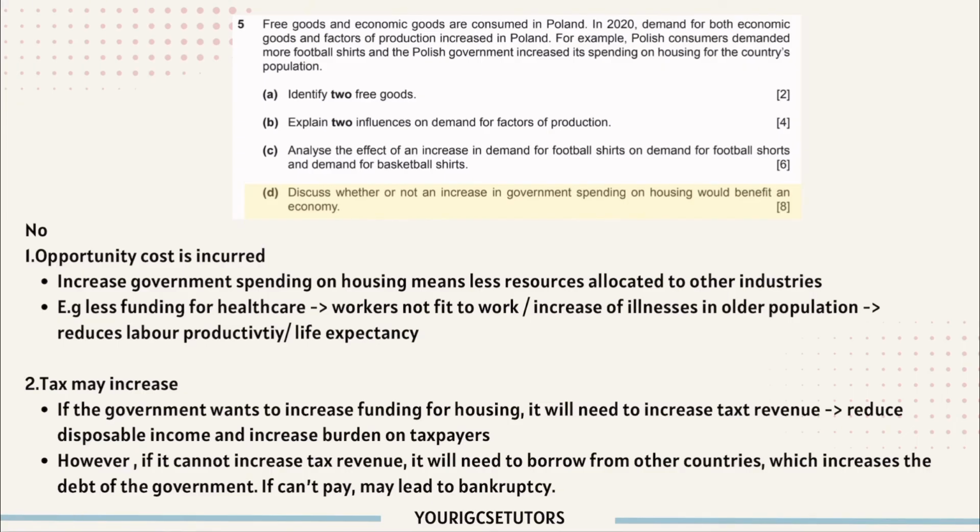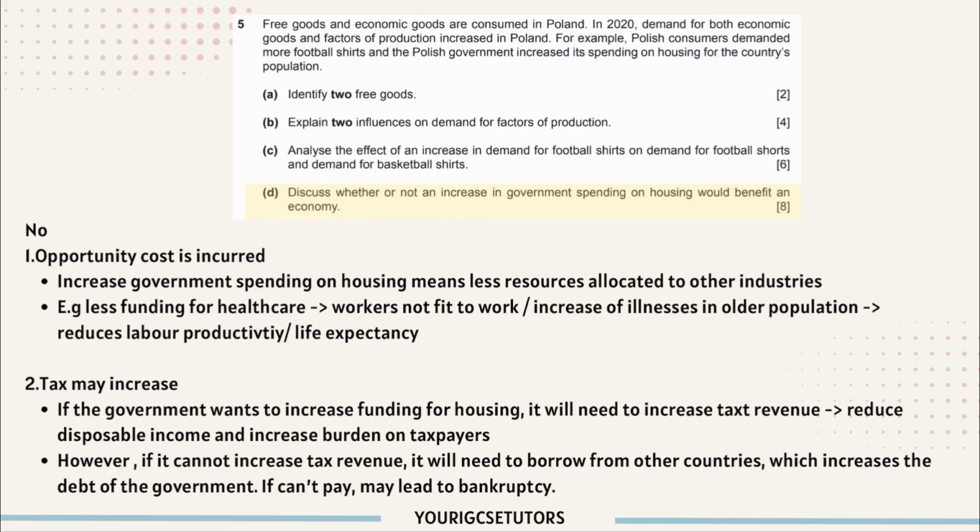However, on the other hand, opportunity cost is incurred. Why is that so? So always remember, when the government is making a decision, in this case increasing government spending on housing, you must think there's no unlimited resources. When something increases, some resources must have reduced. So you can think about what are the examples.